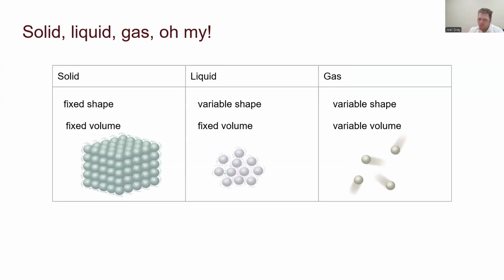Now, all of these things give rise to some of the properties that we already know. Solids have a fixed shape and a fixed volume. Liquids have a variable shape. Whatever container you put them in, they will take that shape. But a liquid sample is going to have a fixed volume. A gas will have a variable shape and a variable volume.